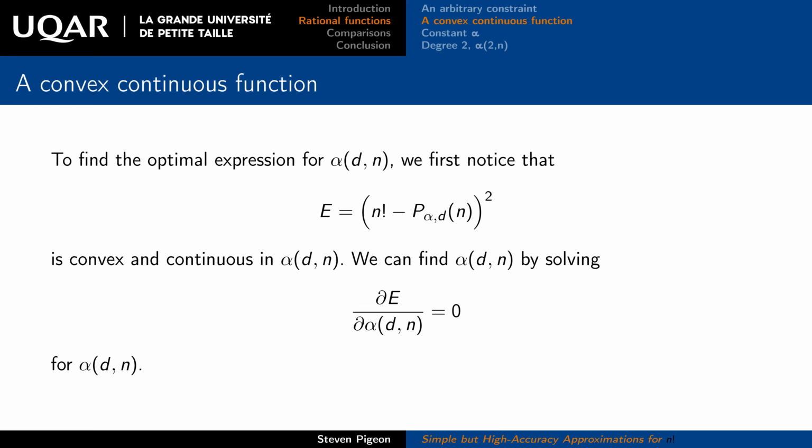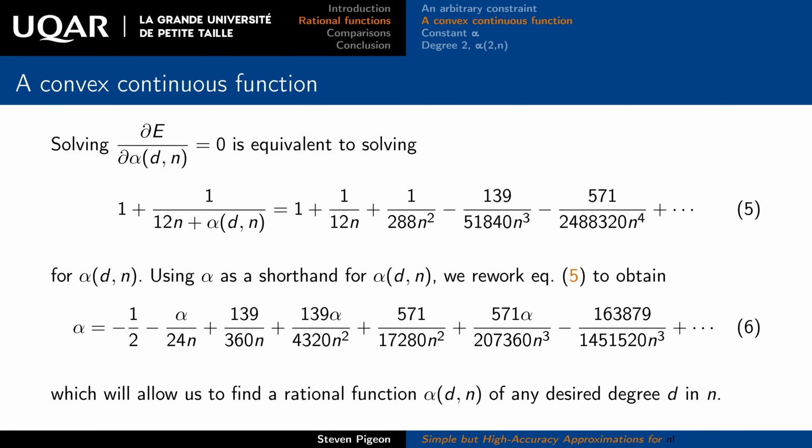To find the optimal alpha, we notice that the square error is convex in alpha, so it suffices to solve its derivative relative to alpha equals 0 for alpha. Using Stirling series for n factorial, we find that solving the derivative of the error relative to alpha is equivalent to solving equation 5 for alpha. We reorganize equation 5 to get equation 6, which is a much more convenient form to work with. It will allow us to find alpha for any desired degree d in n.